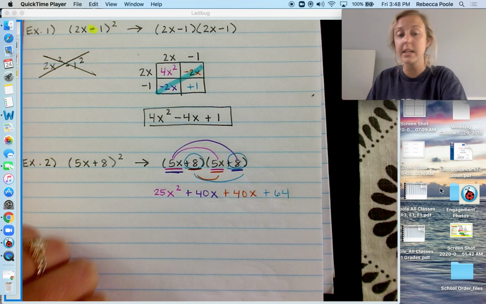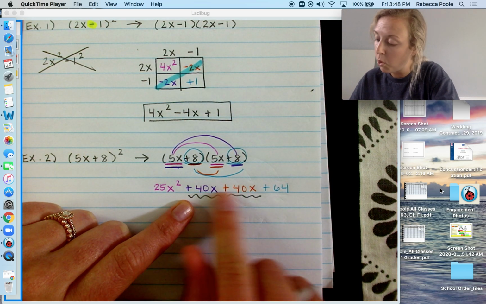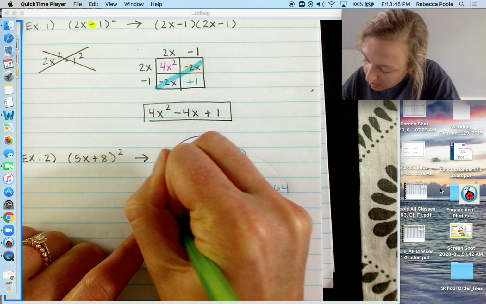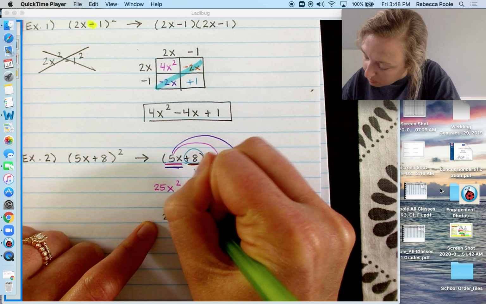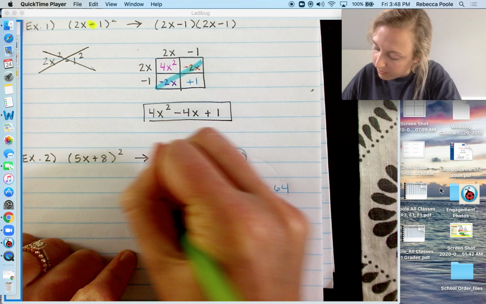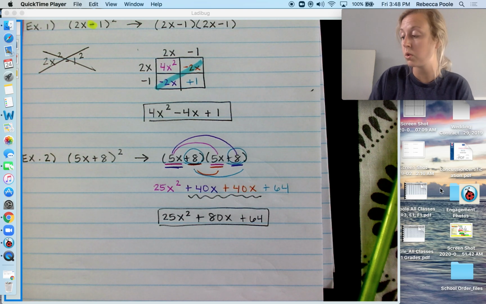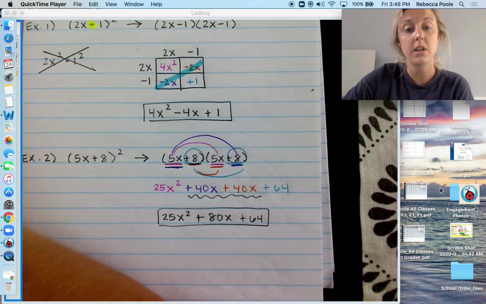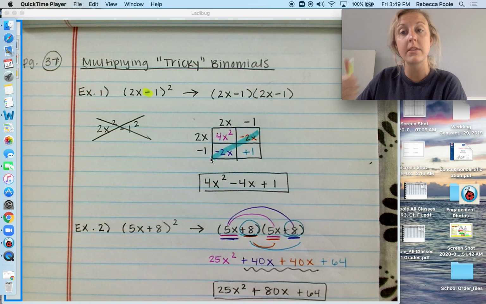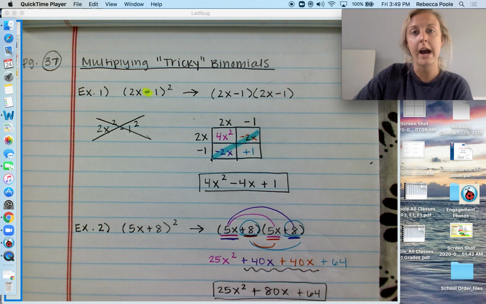So now I write this one in standard form and simplify where I can combine those. 40 plus 40 gives me 80x. That's 25x squared. This 80x was positive, so I'm going to bring that down, and then plus 64. All right, so I'm going to know who watched this video, because those of you that did not, you're going to do it wrong, and that's tough. You're going to have to fix it, okay? Tricky binomials, make sure you write them twice, and then you either use your box or you FOIL. Sound good? All right, hop on Zoom if you need me.